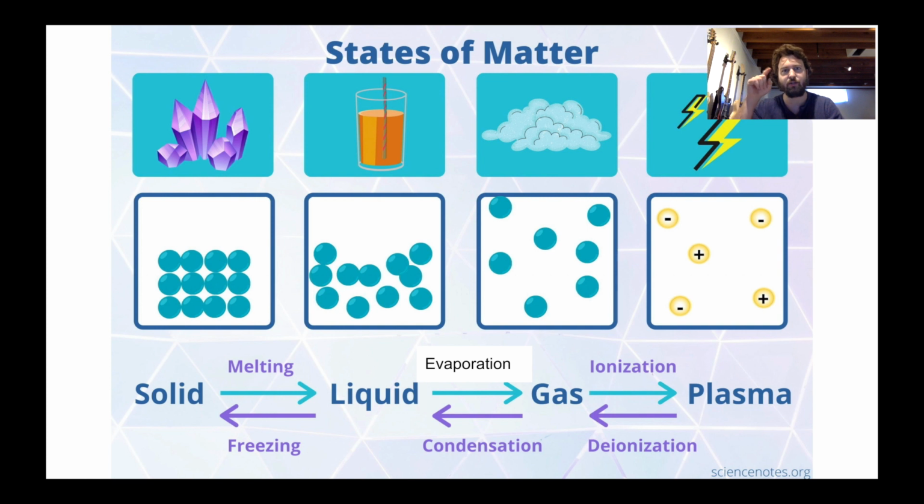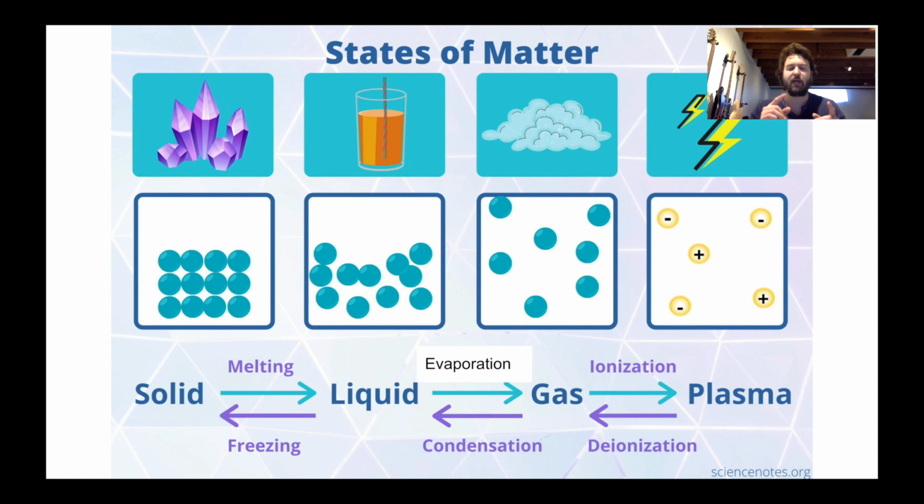Like the very edge of a flame and fire is an example of plasma. Lightning definitely creates plasma. It actually splits certain atoms apart. And then most of the dark matter in the universe we think is plasma as well. All right, so to move from a gas to a plasma, we call that ionization. To move from a plasma back to a gas, we call it deionization. That's pretty much all you need to know.